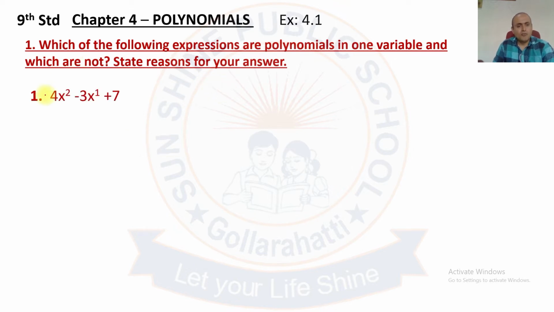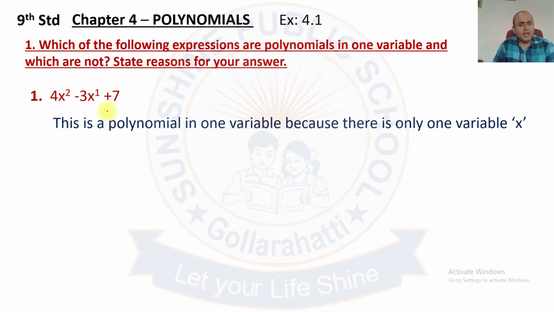First question is, 4x square minus 3x to the power 1 plus 7. Polynomial in one variable means there should be only one variable, and the polynomial means the power or the exponent should be of whole number. Then only it is called as polynomials in one variable. And this is a polynomial in one variable because there is only one variable called x. Polynomials means the power of x should be of whole number. If it is whole number, then only we will call it as a polynomial.